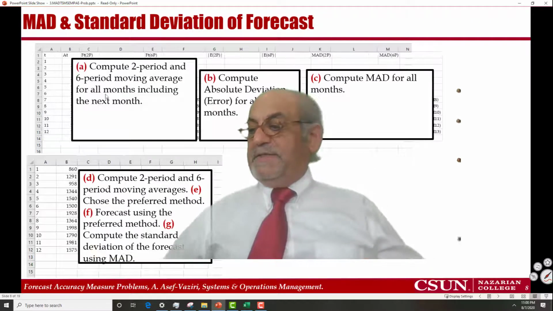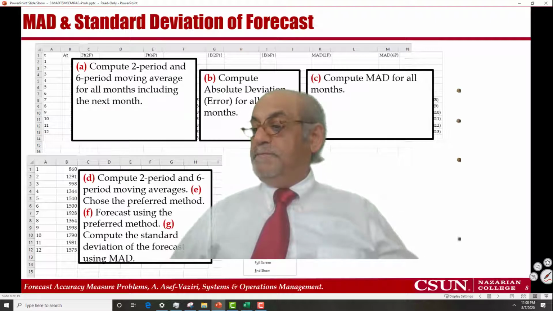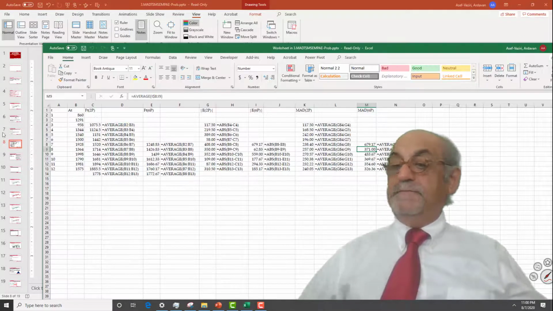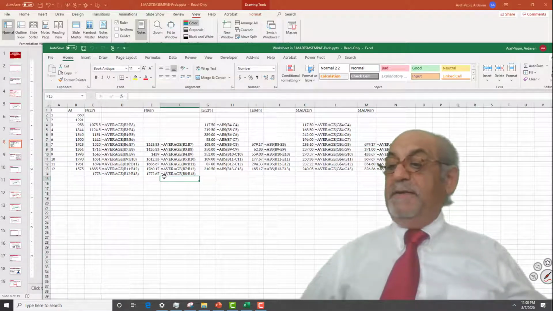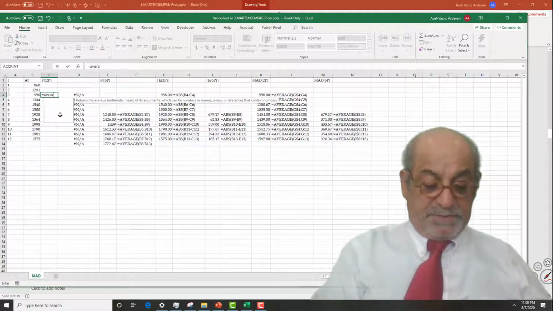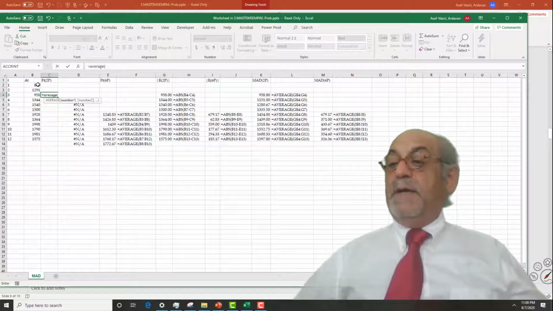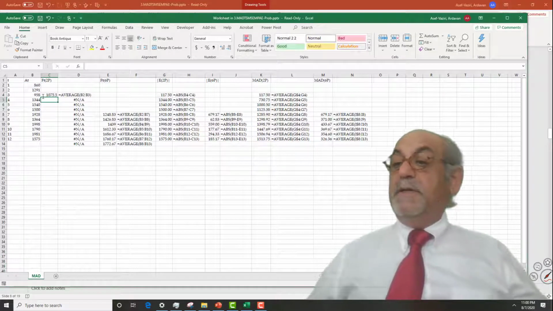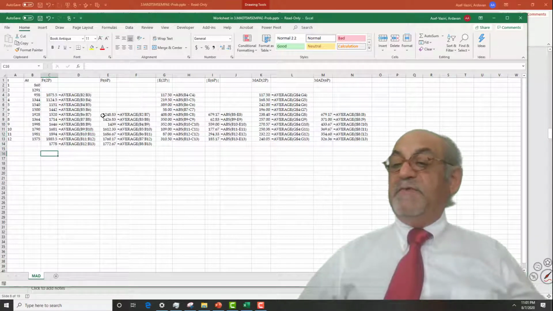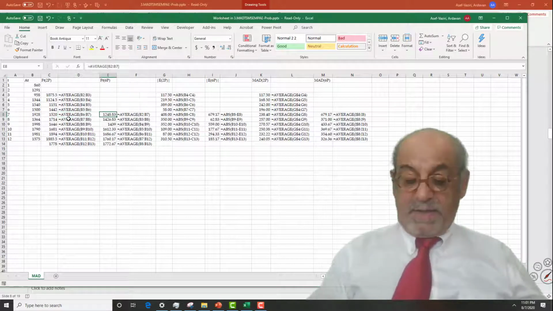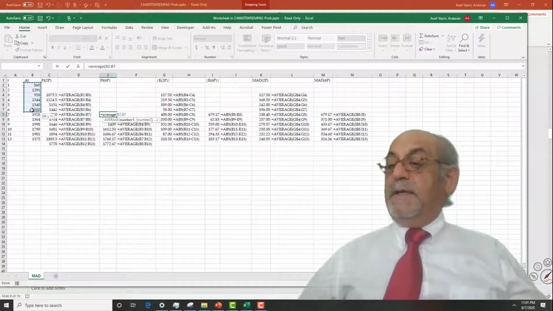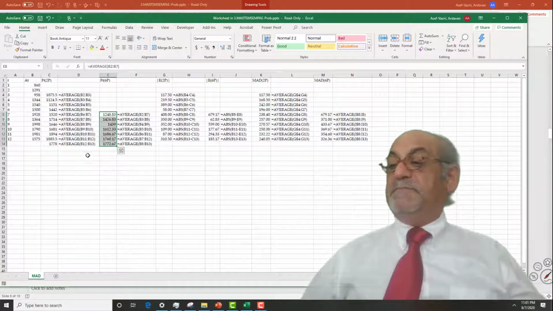What I will do, I will exit this view and I will double click on this file. It becomes an Excel file. I will go here, period 3 equal to average of periods 1 and 2, enter, and then I copy it down. And here are the formulas over there. For 6-period moving average, I should go to period 7, equal to average of periods 1 to 6, and copy it down, including for the next period.